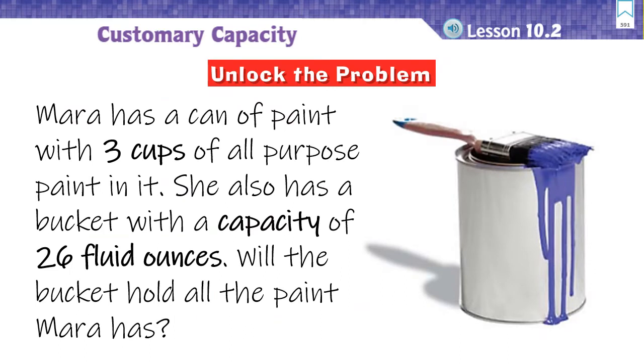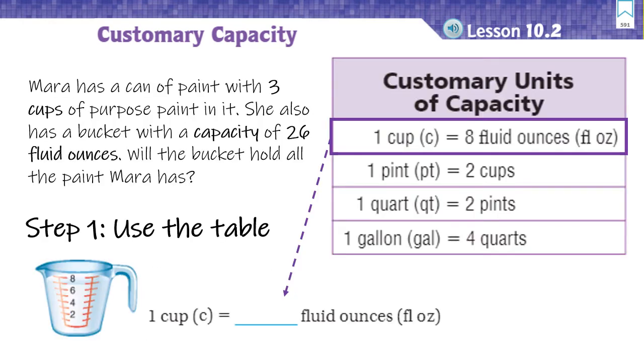All right, let's take a look at an example. Mara has a can of paint with 3 cups of all-purpose paint in it. She also has a bucket with a capacity of 26 fluid ounces. Will the bucket hold all the paint that Mara has? Well, let's break it down and see. So, first thing we have to know is how many littles are in one big. Remember, in order to do our horse to fly. So, there are 8 fluid ounces in 1 cup. So that's the number of littles in one big.